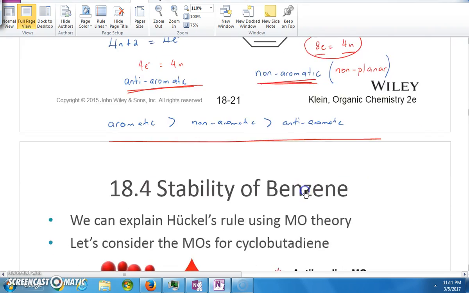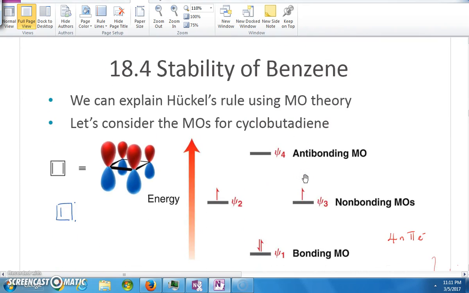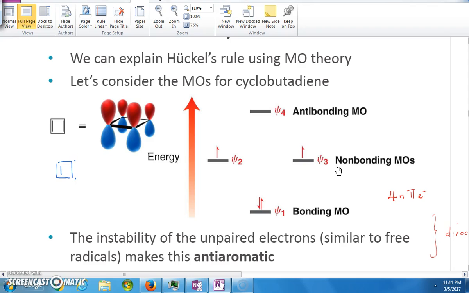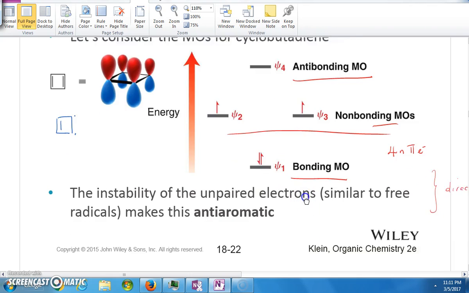Okay, now stability of benzene. If we can explain the Huckel rule using the molecular orbital theory, let's consider the molecular orbitals for, say, cyclobutadiene. Cyclobutadiene has a total of 4 molecular orbitals. It has 1 bonding molecular orbital, 1 anti-bonding molecular orbital, and 2 non-bonding molecular orbitals. Now, if you put in the electrons according to Hund's rule, Aufbau, and Pauli's exclusion principle, you notice that you're going to have 2 unpaired electrons in the non-bonding orbitals, and that is why it becomes anti-aromatic.